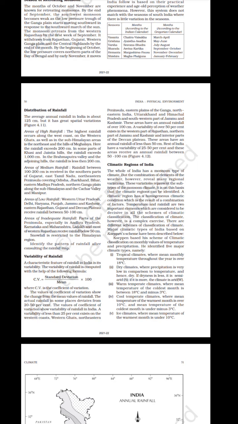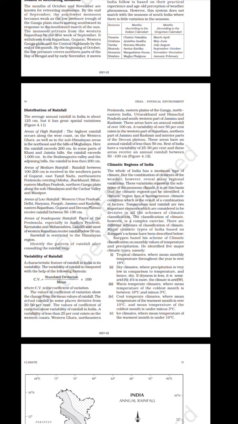Areas of inadequate rainfall. Parts of the peninsula, especially in Andhra Pradesh, Karnataka and Maharashtra, Ladakh and most of western Rajasthan receive rainfall below 50 centimeters. Snowfall is restricted to the Himalayan region. Identify the pattern of rainfall after consulting the rainfall map. Variability of rainfall.